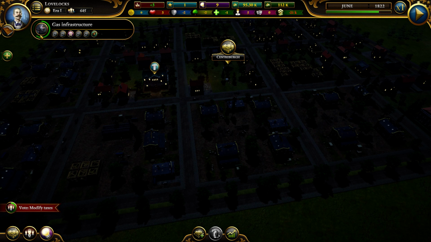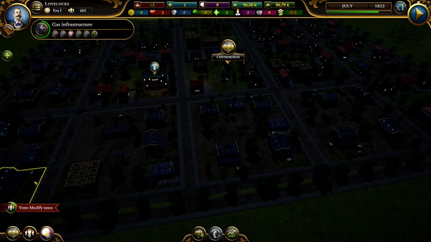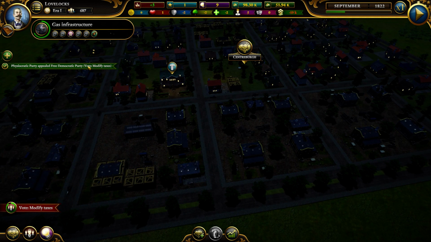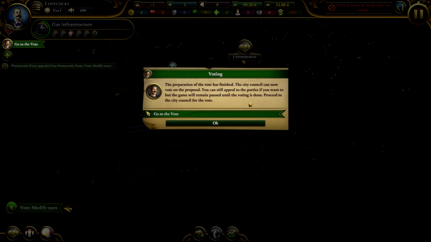Oh, I see. We're not actually done researching the gas infrastructure. We just had to make a decision about it. Appealed for Democratic Party. Okay, now I'm concerned that things are not going well for our tax increase.